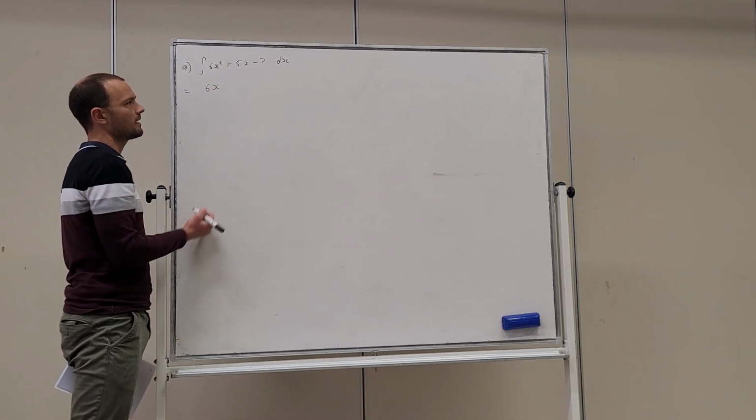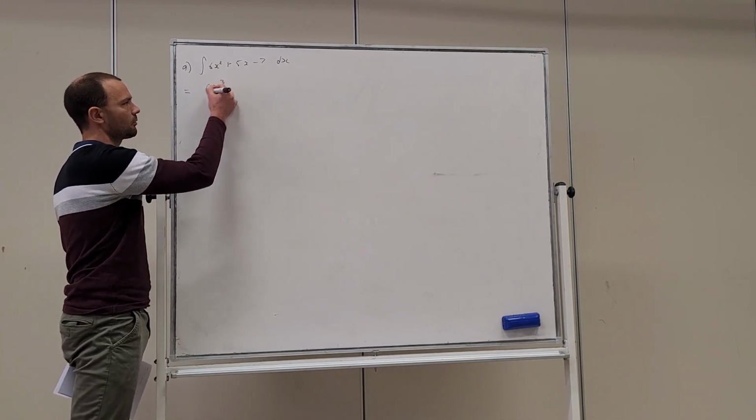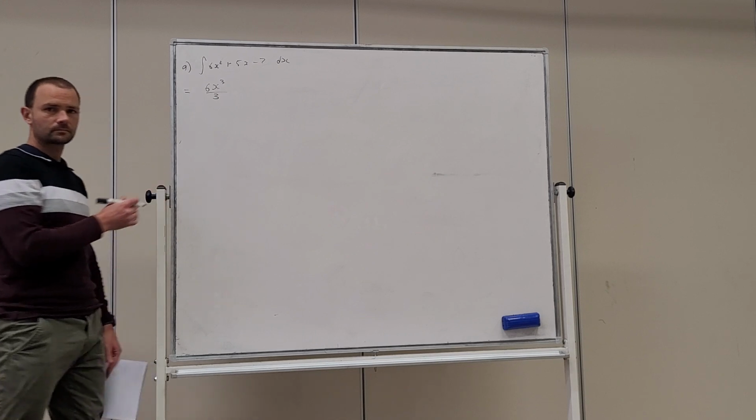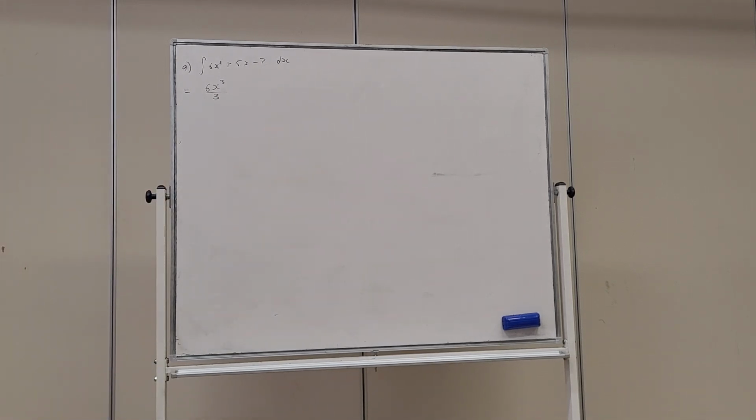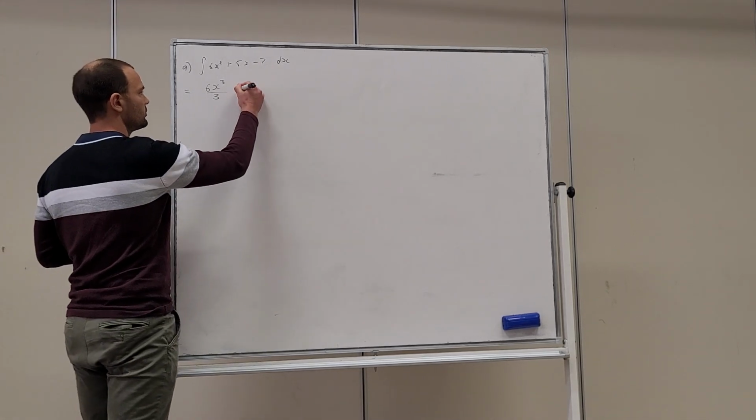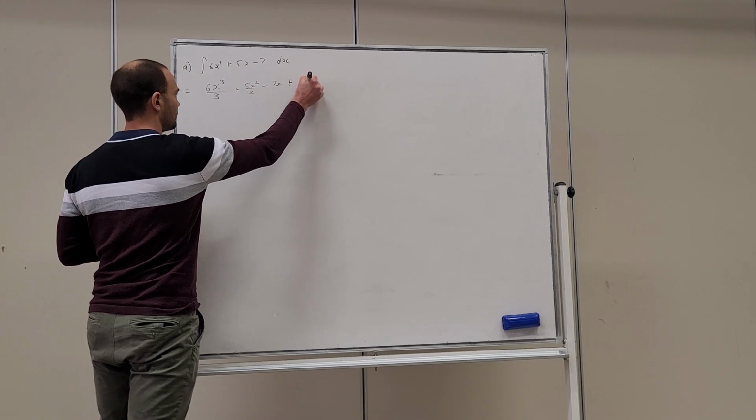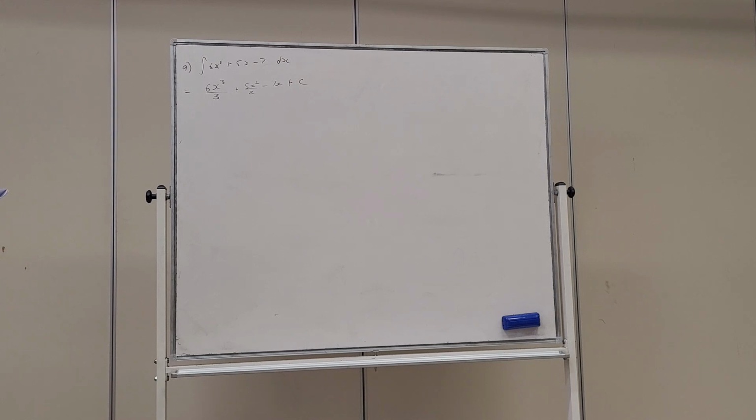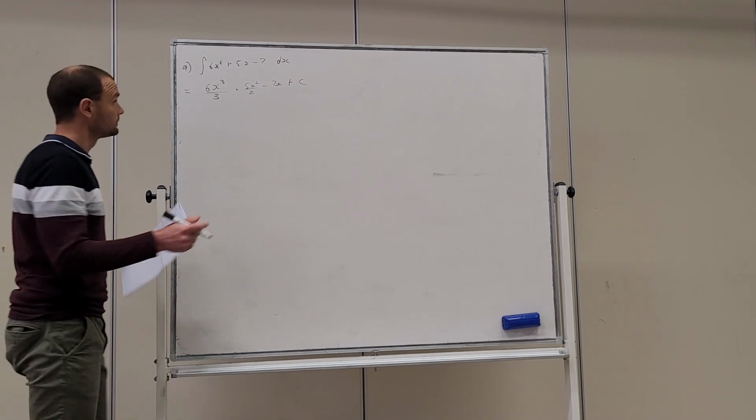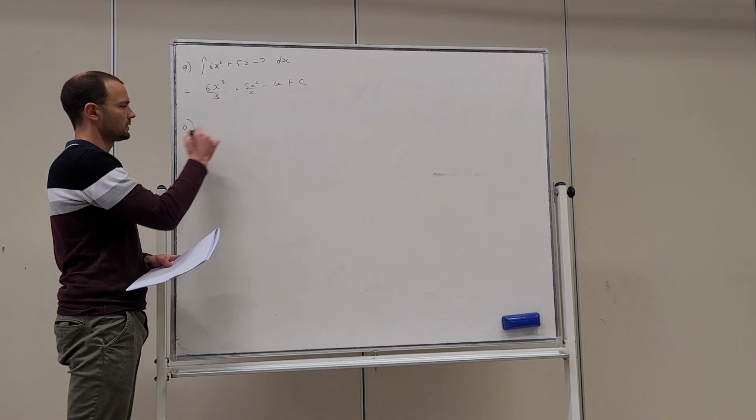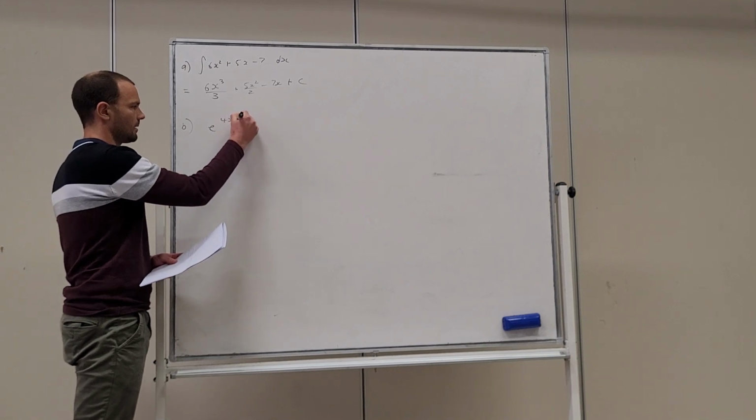The 6 is going to stay there. It goes to x to the 3 on top of 3. And then we'll have plus 5x squared on 2, take 7x plus c. So just integrating in one step.